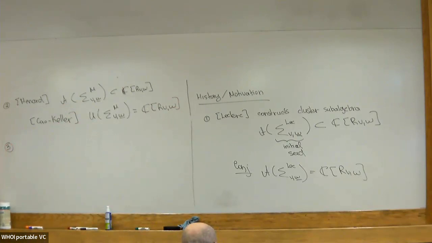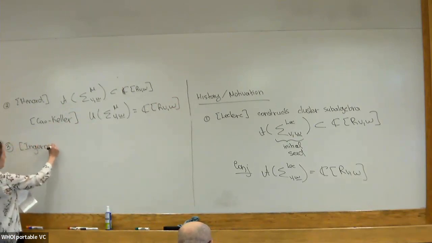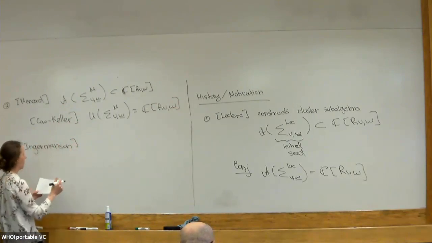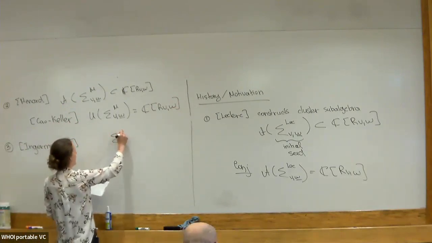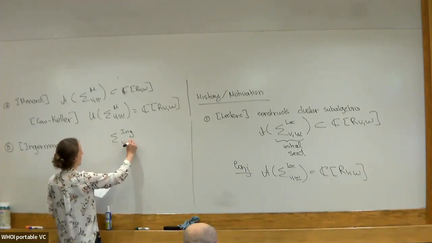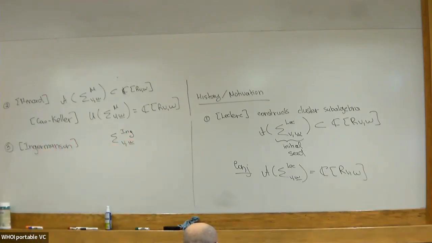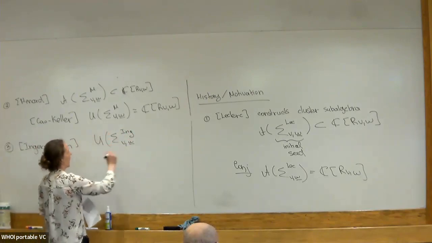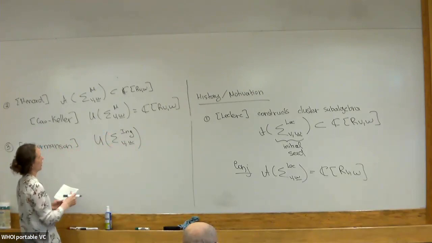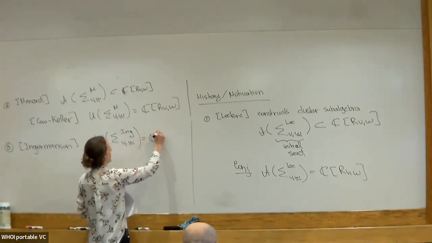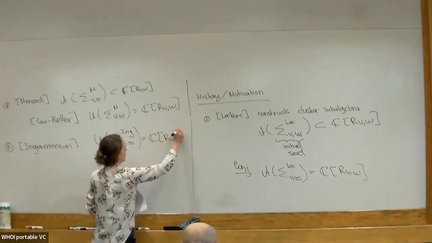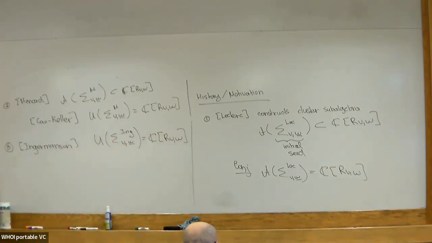Okay. And then comes the work of Ingermanson. And so she constructs yet another seed, very different now from the previous approaches. And she also shows that the upper cluster algebra generated by her seed also agrees with the coordinate ring of the Richardson variety. But again, it is not clear how all of these three seeds are related.